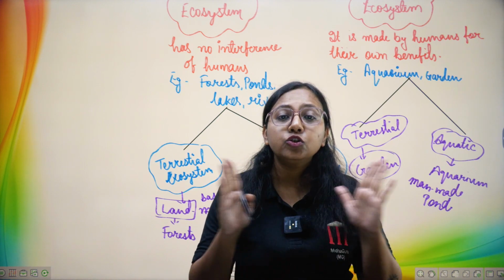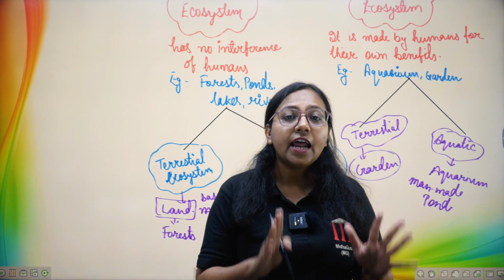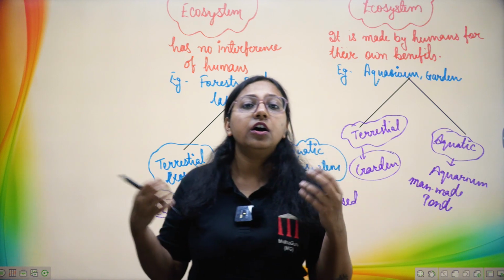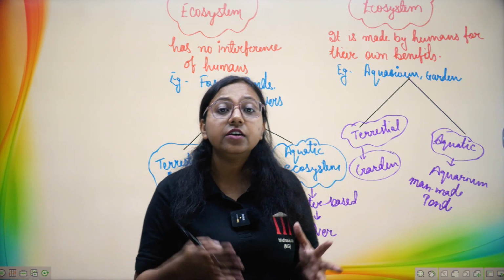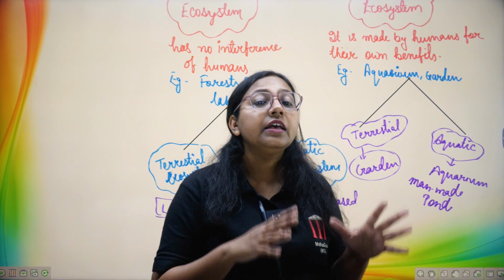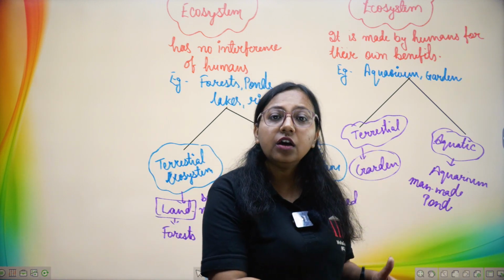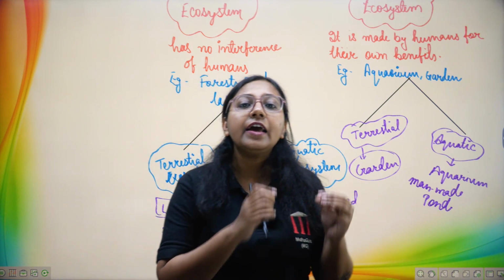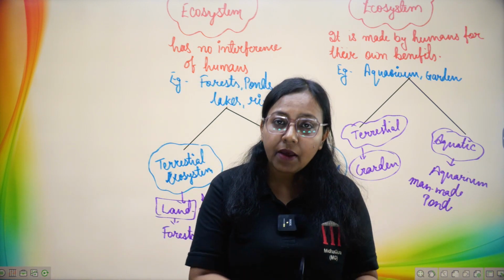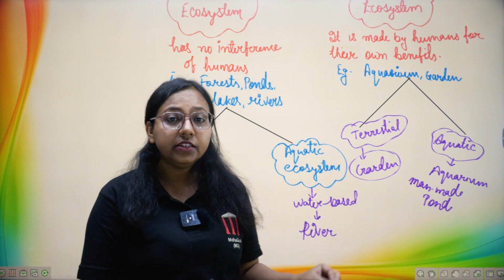A natural ecosystem has no human interference, which means it is made by nature, nobody knows who made it. For example, desert and forest. Then comes the artificial ecosystem. An artificial ecosystem is made by human beings for their own benefit, such as an aquarium or a garden.